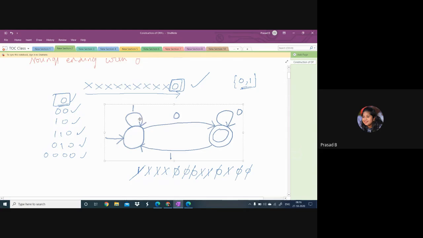See, initial state has defined for 0 and also 1. At initial state on 0, single state. At initial state on input 1, it is having single output state. And at final state on 0 and on 1, we have defined. At final state on 0, it is having single output. At final state on 1, it is going to single initial. Okay, so this is the DFA.